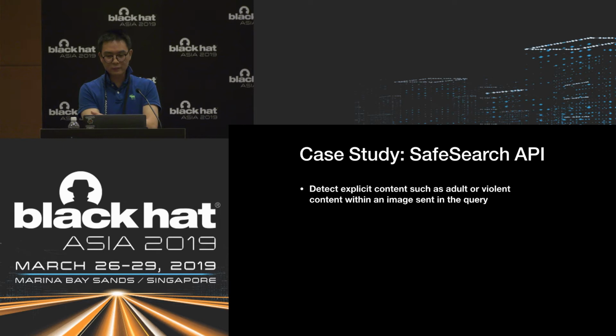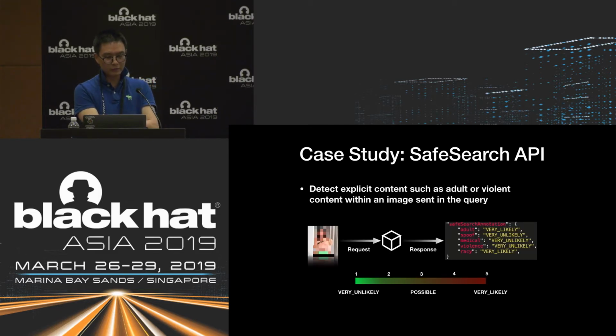We pick the Google Safe Search API as an example. This API takes an input image and returns different categories for the image along with confidence levels. The confidence levels range from 1 to 5, where 1 means very unlikely and 5 is very likely. In this case, the image will be considered to contain adult content as well as racy content. So, can this kind of search API be easily deceived? This is the question we have.